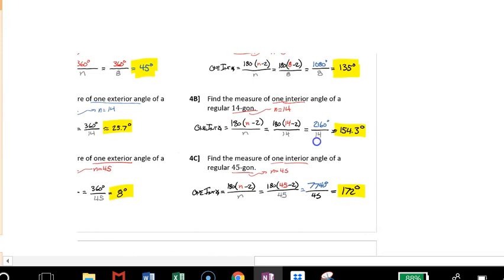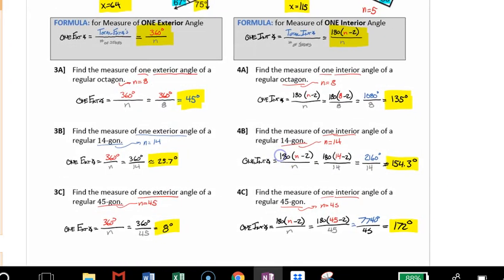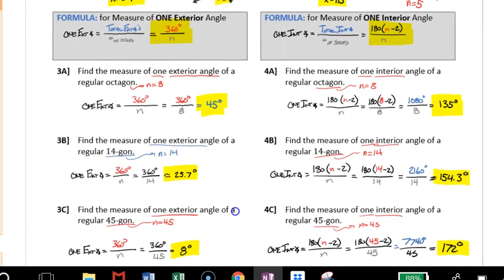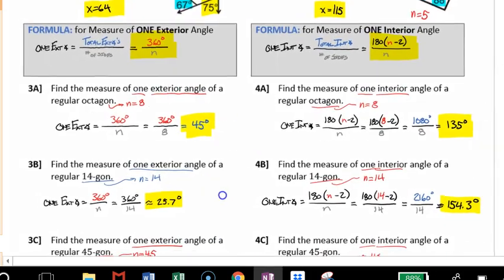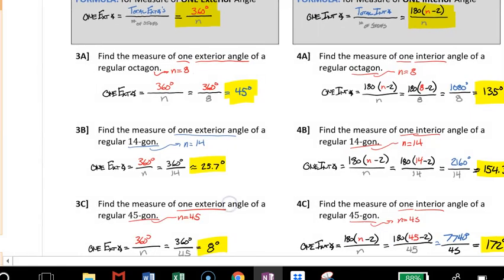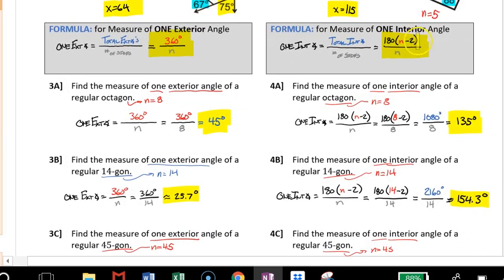Again, the process of these two problems is very, very similar. We are taking the total and dividing it by how many sides are present. But in the measures of interior angles, we need to first calculate the total, and then divide by how many sides, versus 360, where we just know it's always 360.